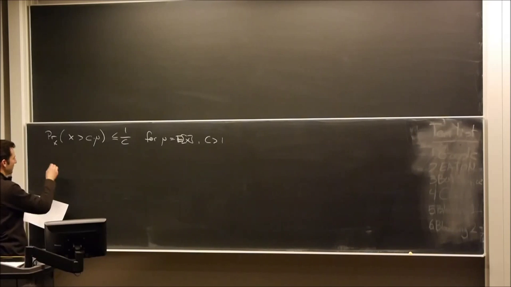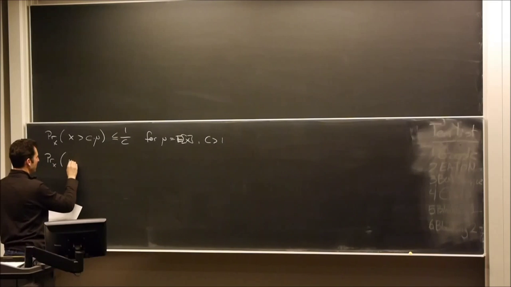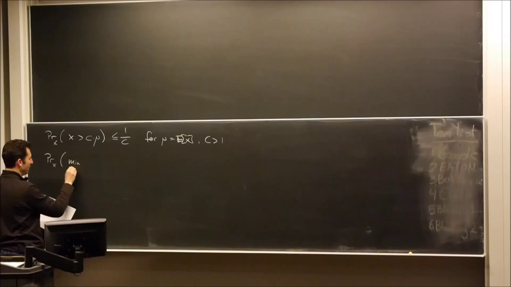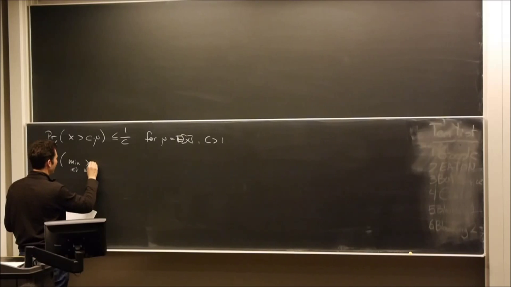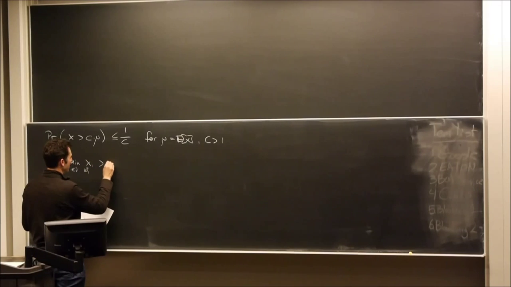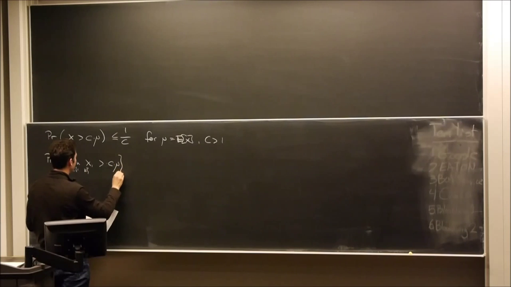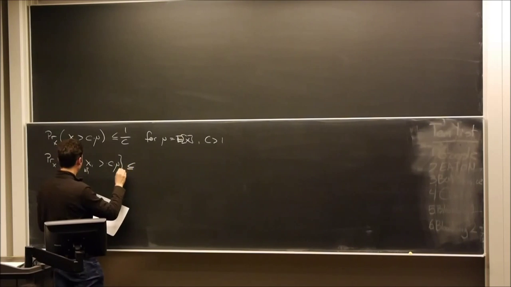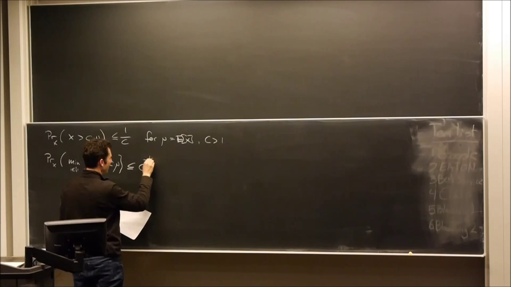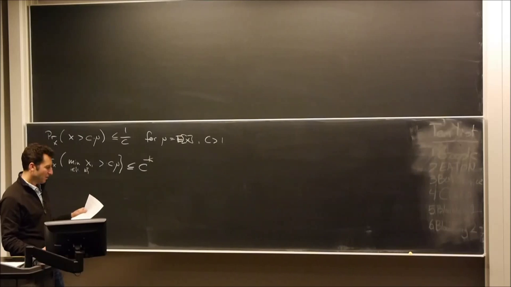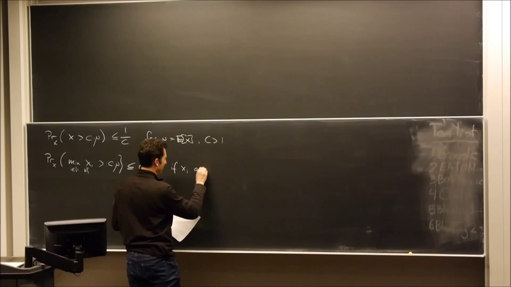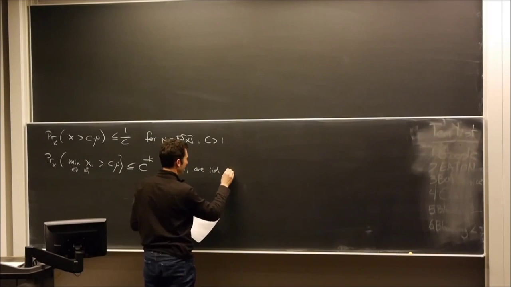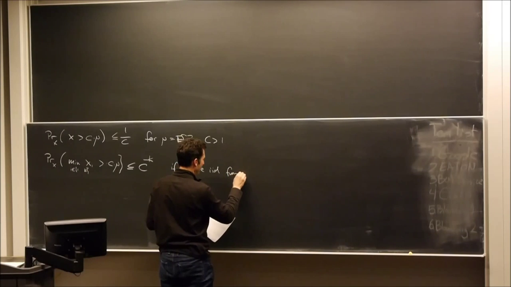So there's a useful corollary out of this. The probability over x of the min over i in the set from 1 to k of xi being greater than c times mu is less equal than c to the minus k, whenever the xi are iid from p.